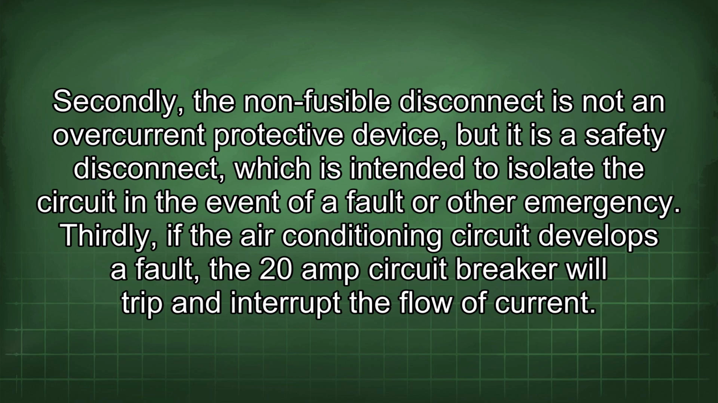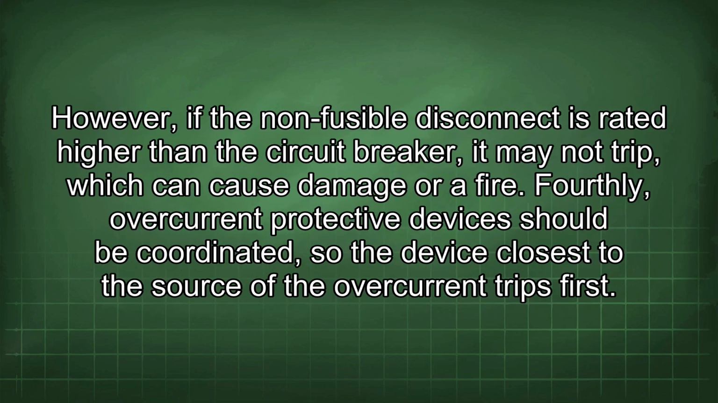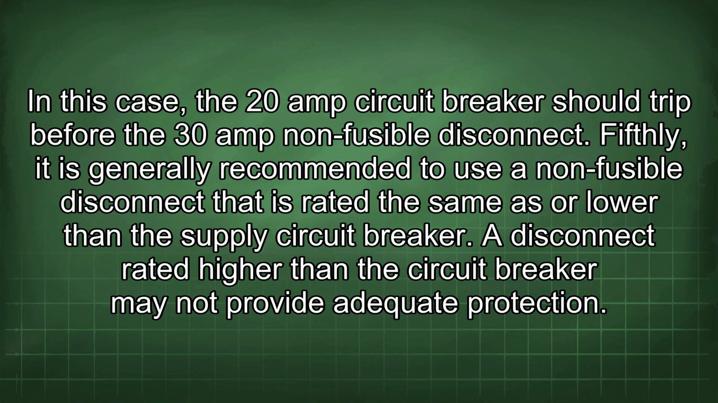Thirdly, if the air conditioning circuit develops a fault, the 20-amp circuit breaker will trip and interrupt the flow of current. However, if the non-fusible disconnect is rated higher than the circuit breaker, it may not trip, which can cause damage or a fire. Fourthly, overcurrent protective devices should be coordinated, so the device closest to the source of the overcurrent trips first. In this case, the 20-amp circuit breaker should trip before the 30-amp non-fusible disconnect. Fifthly, it is generally recommended to use a non-fusible disconnect that is rated the same as or lower than the supply circuit breaker. A disconnect rated higher than the circuit breaker may not provide adequate protection.